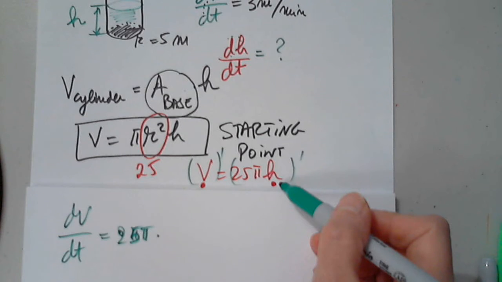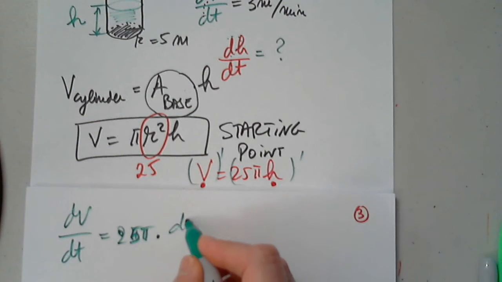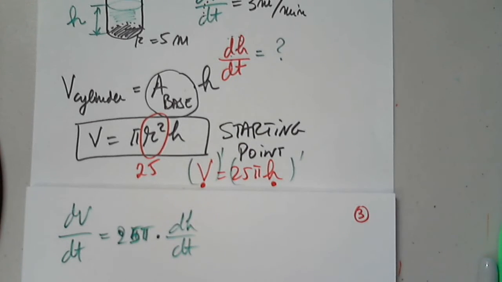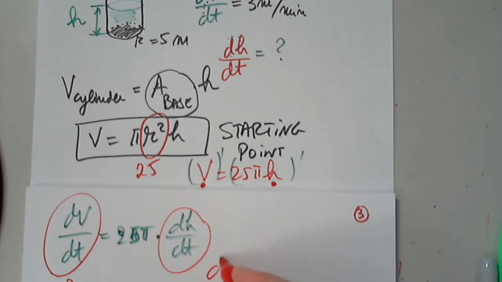And let's differentiate this with respect to time. What do I write? dh over dt. That's it. I have everything. I have this as 3. All I'm asked to find is this. So dh over dt equals 3 over 25 pi.